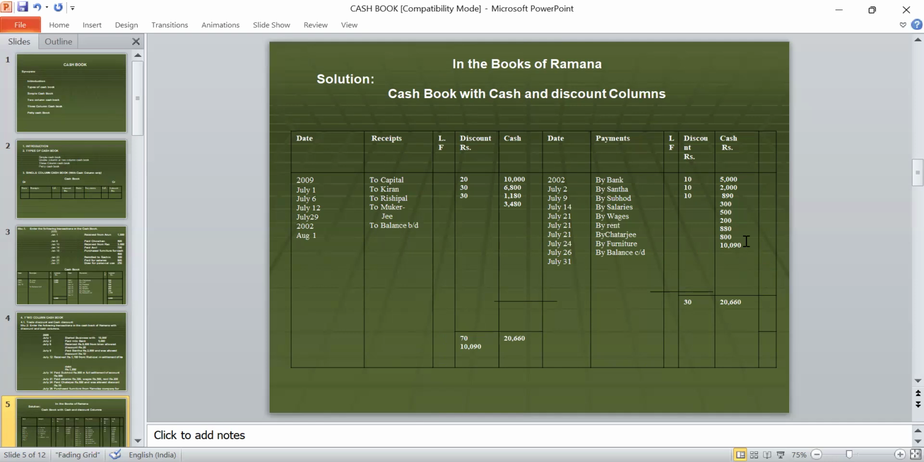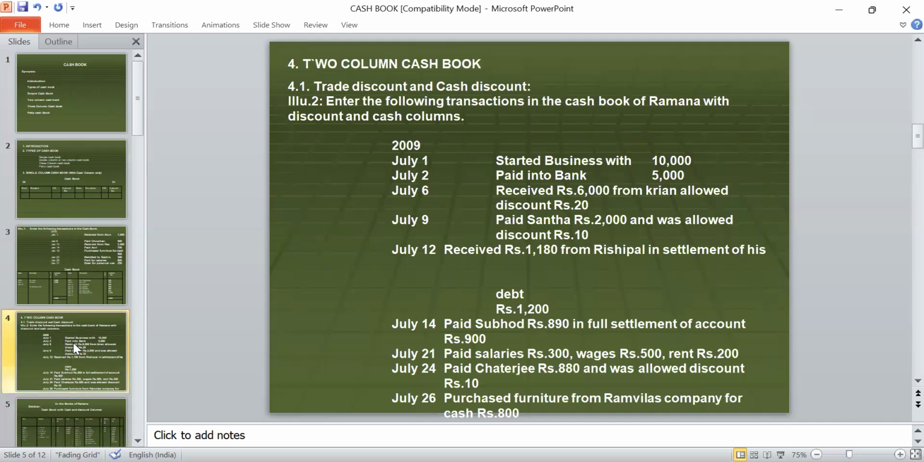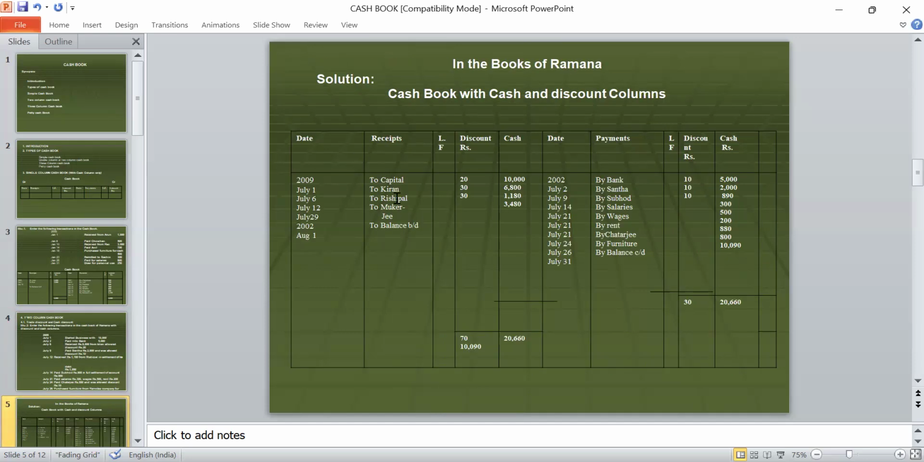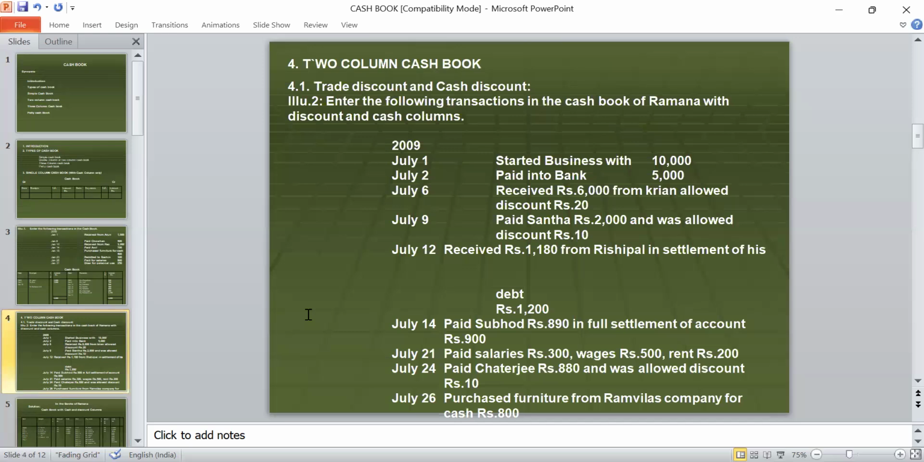This cash book is also called double column or two column cash book. So how to enter the transactions in a double column cash book? First example: started a business with cash, that is, business commenced with cash. That is a capital transaction, receipt nature. So enter on the receipt side, to capital rupees 10,000 receipt transaction. And next one, paid into bank. That is a payment transaction, to enter on the payment side.